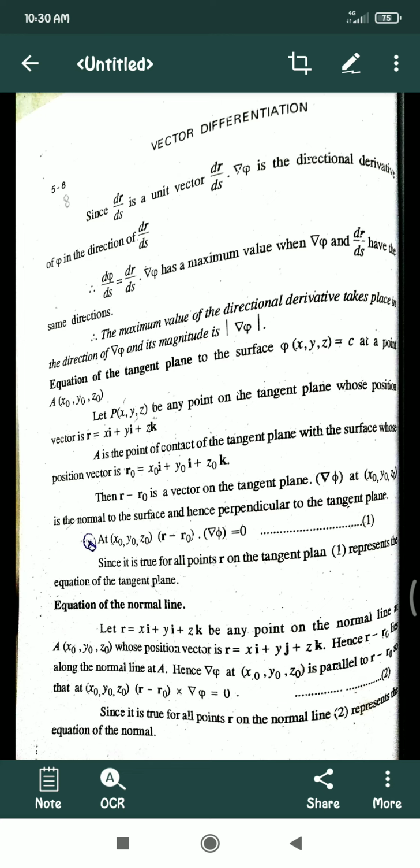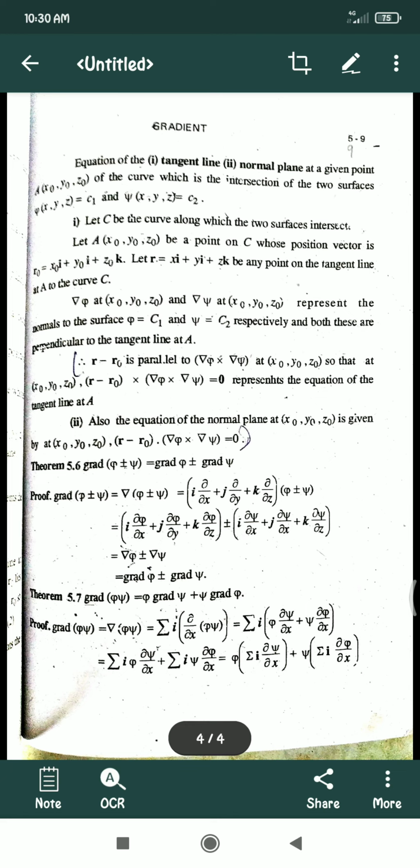Below we have the equation of the normal line. The difference between the tangent plane equation and the normal line equation is that in the tangent plane equation we have a dot product, whereas in the normal line equation we have a cross product. That is the only difference between the two. So next, finally we got the equations for the tangent line and normal plane here.